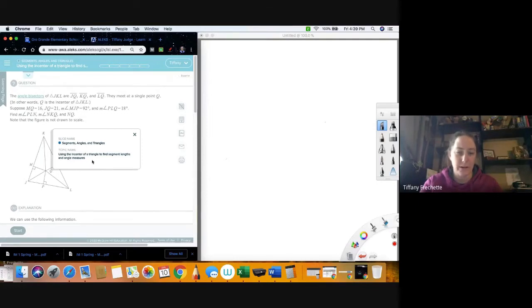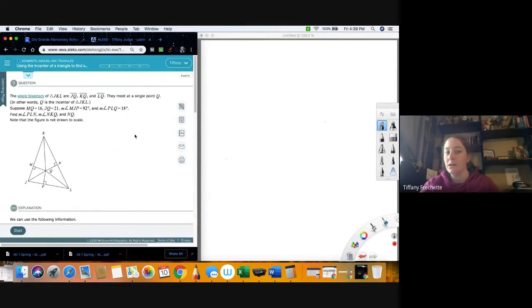Using the incenter of a triangle to find segment lengths and angle measures. All right, so first we need to know what an incenter of a triangle is. So they give us this problem here. The angle bisectors of JKL are JQ, KQ, and LQ. They meet at a single point Q. In other words, Q is the incenter of triangle JKL.